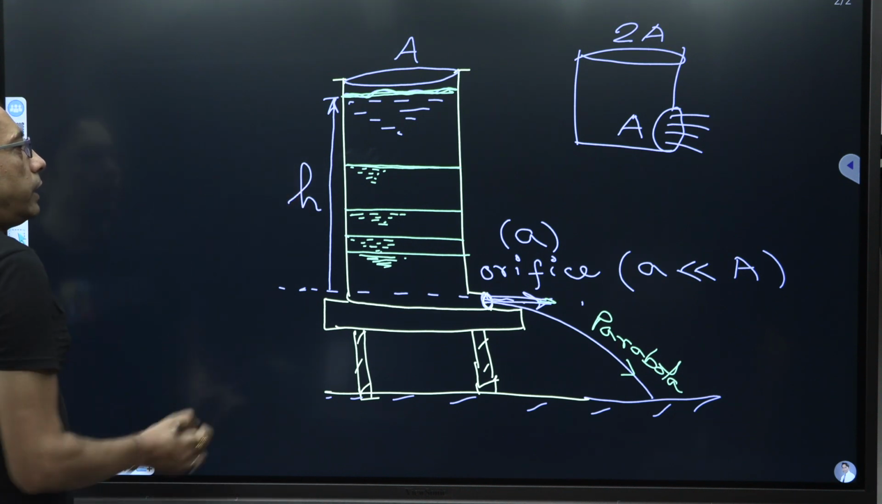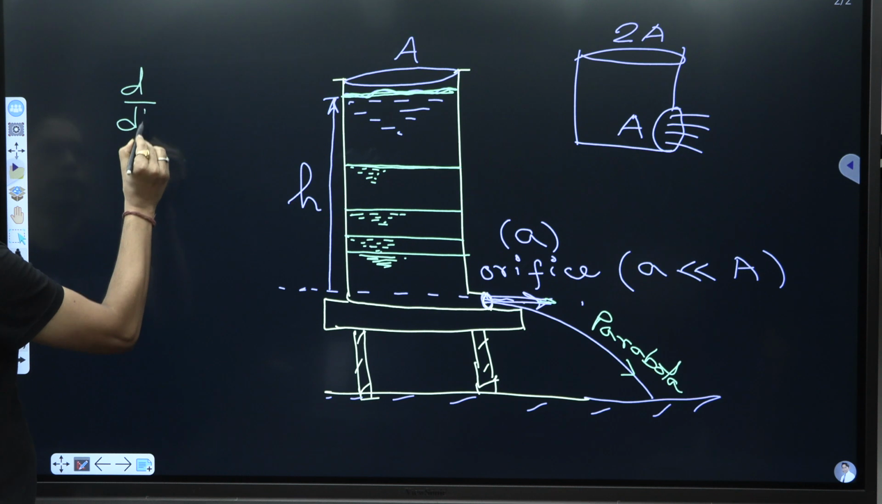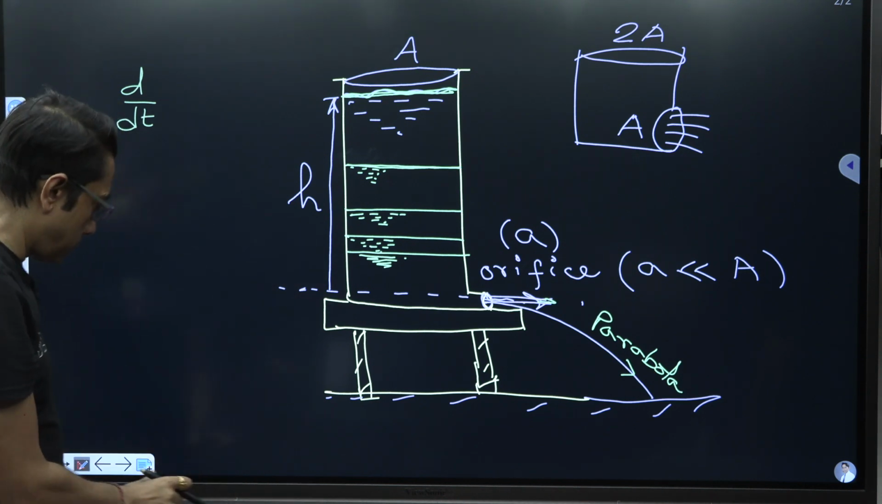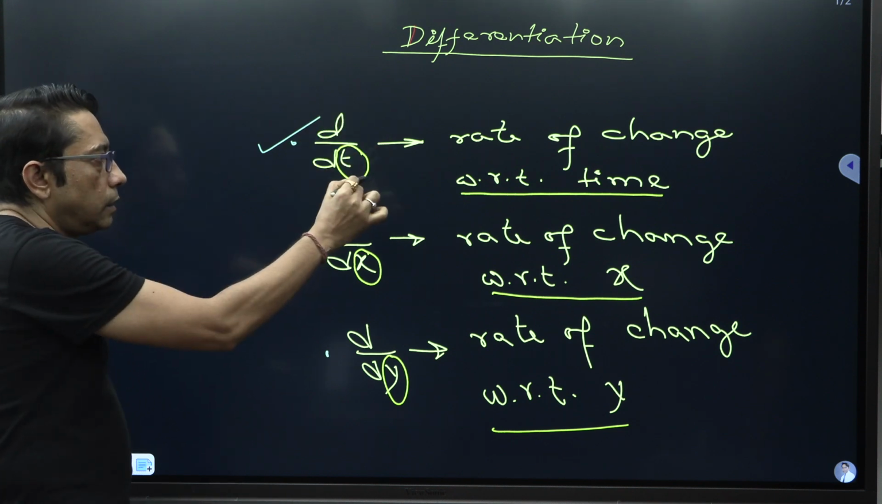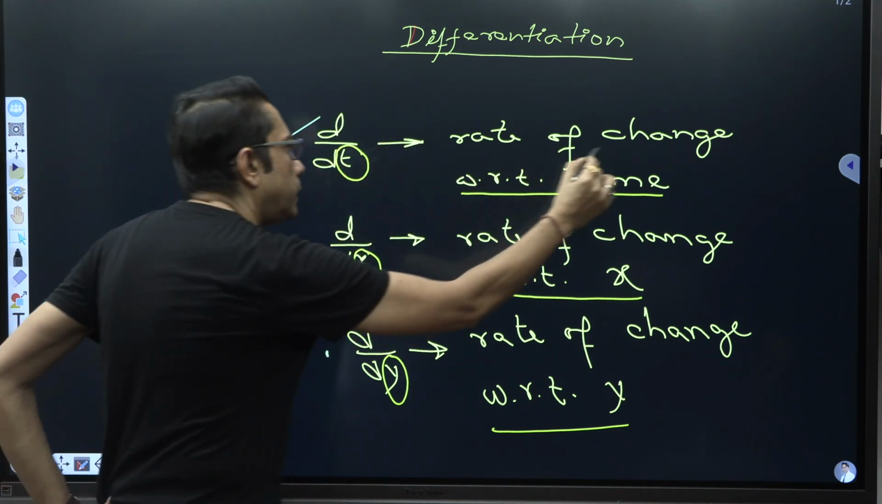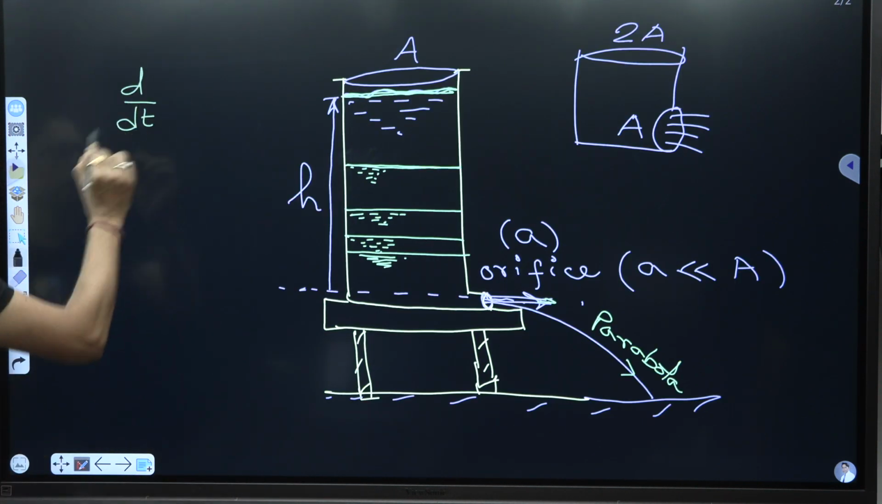So, we will write like this. d/dt, that means rate of change with respect to time. Have a look once more, see it again. The meaning of d/dt, this symbol, is rate of change with respect to time. How a quantity changes with respect to time. And we have just written that.